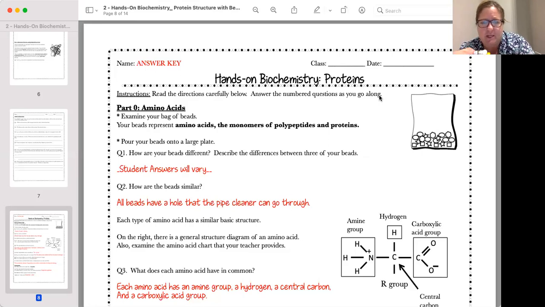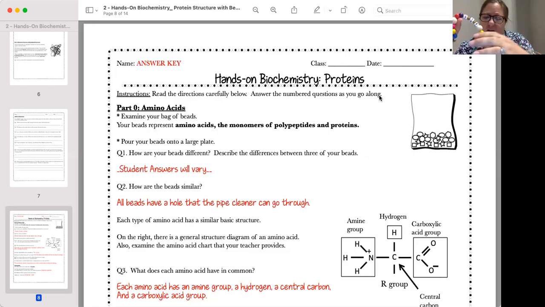So these beads represent amino acids, the monomers of the polypeptides and proteins. So how are your beads different? Well, they're all different. They're different sizes, different shapes. Some have variety in different colors. So these beads are very different from one another. It's not like the carbohydrate that we had here where all the beads look the same and we're repeating units of the same monomer. These are all completely different. So this is what proteins look like.